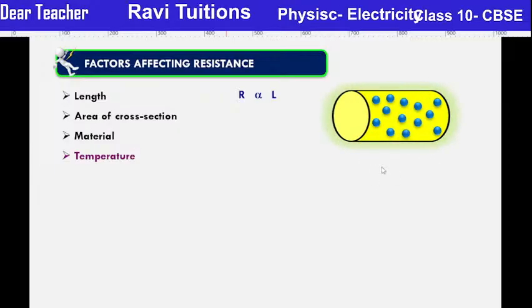Area of cross section is nothing but this is the area of cross section. So it is inversely proportional to area of cross section. Whenever it is written 1 upon A, we should use inversely proportional. So resistance is inversely proportional to area of cross section.